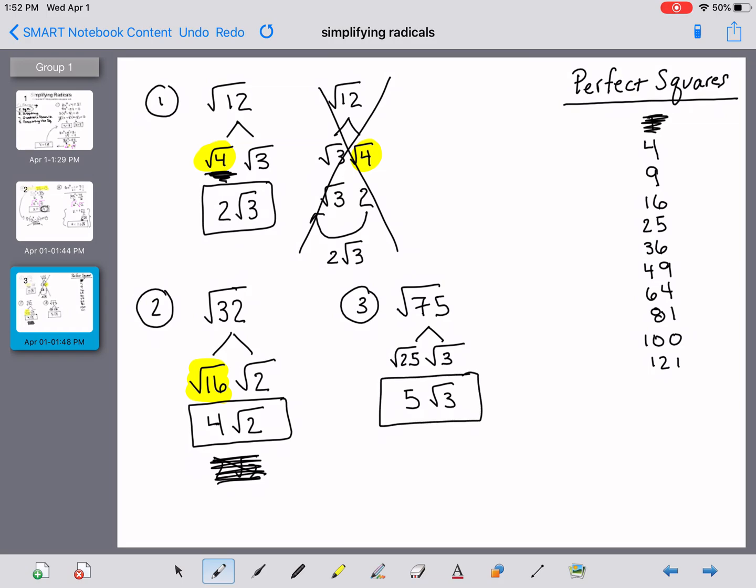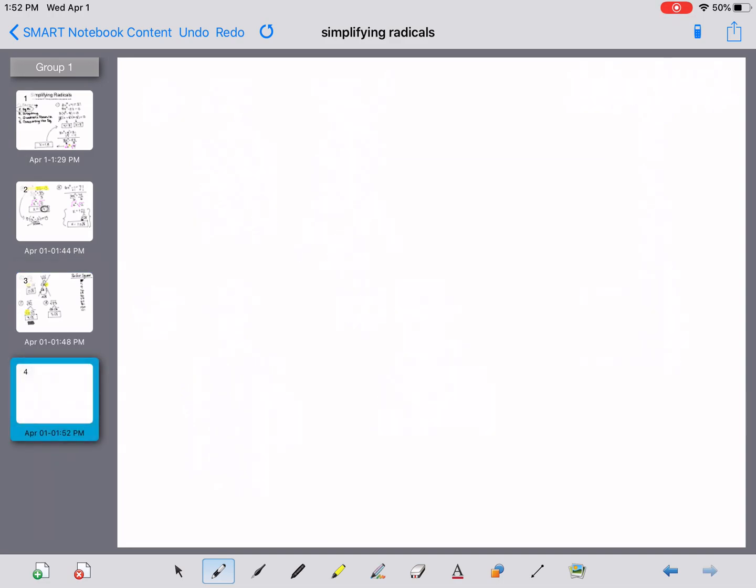Okay, all right, I'm going to change the screen. If you haven't written down your perfect squares, I would write those down on the side of your paper. All right, let's try square root of 48. All right, go ahead and pause the video and try it. Now, there are multiple ways to do this question. The easiest way is if you thought of the pair 16 times 3. 16 is a perfect square. 16 times 3 is 48. The square root of 16 is 4. So this is the final answer.